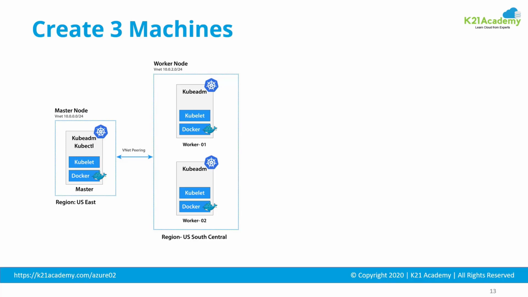Now, ideally, I would be creating these two worker nodes also in the same network, in the same region as your master node, so that there's no network latency. But if you're doing it on a free trial account, you will not be able to create all three machines in one single region because of the soft limit on a trial account. So what you can do is create the other two machines in a different region. Let me show you how to do that.